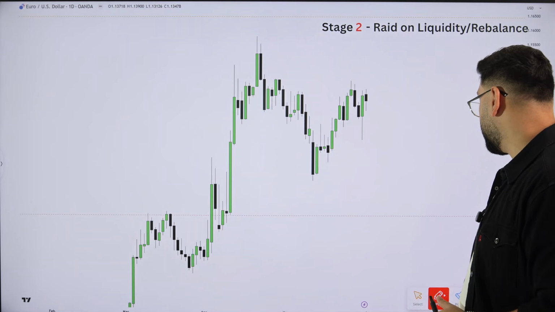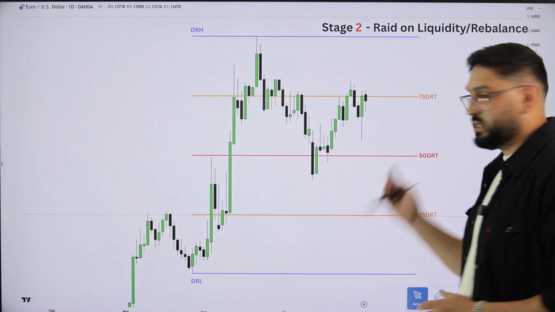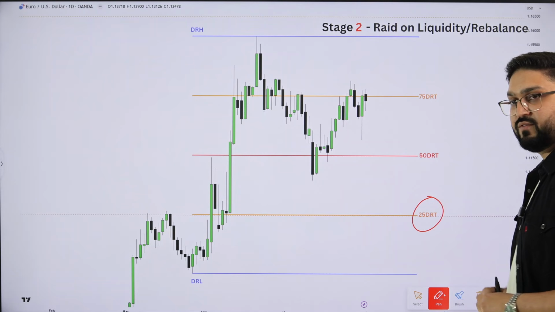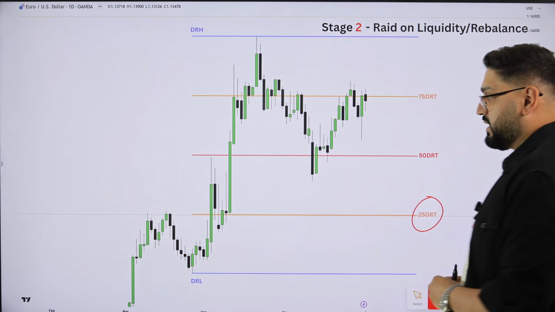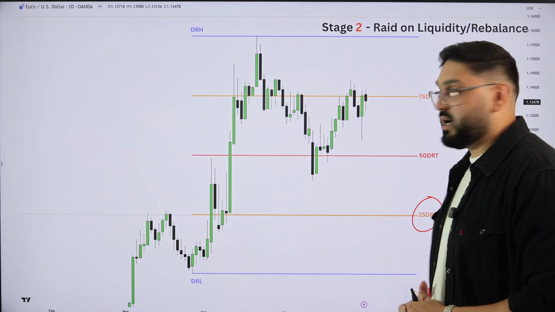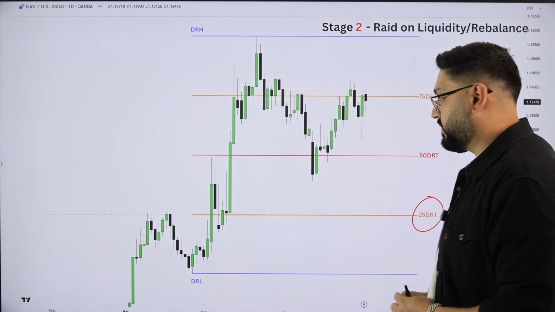So we can take this information and plot our dealing range levels, or our DRT levels. It's really worth noting how that 25 DRT level overlaps perfectly with the 50 DRT level on the higher time frame. The more studies you do on this, the more it's going to open your eyes to see how DRT is absolutely the algorithmic structure of the market.